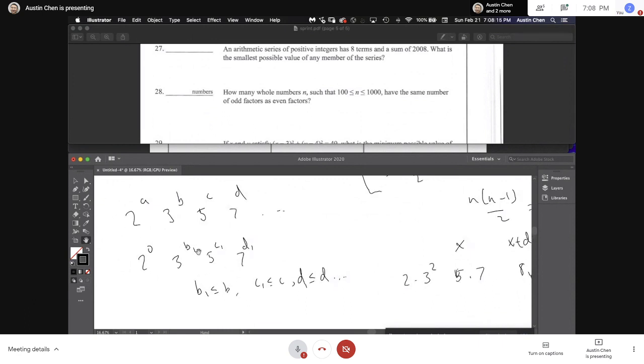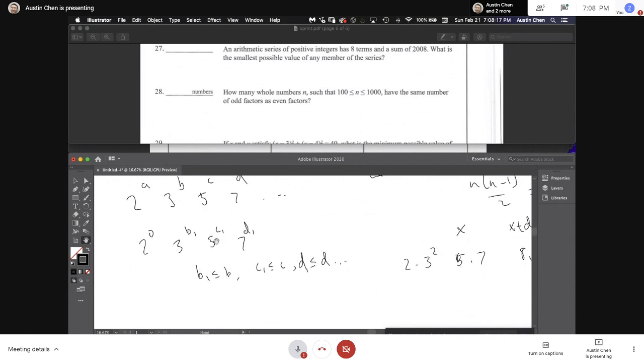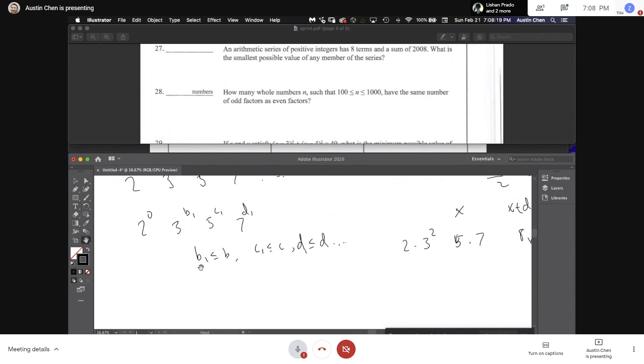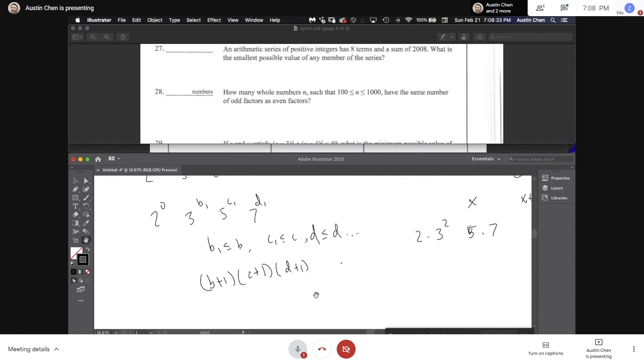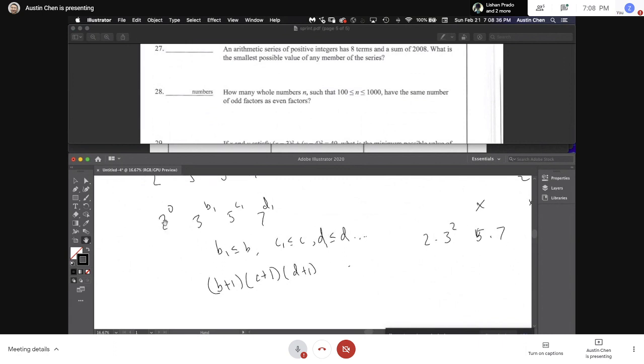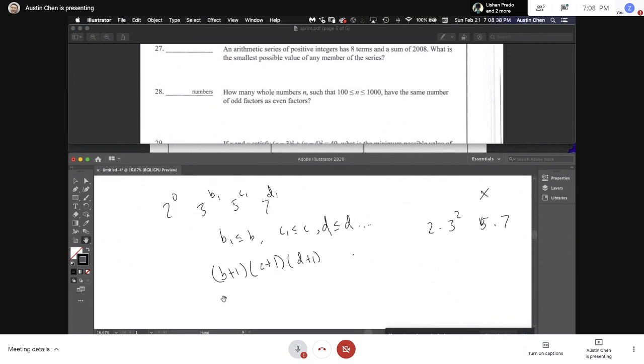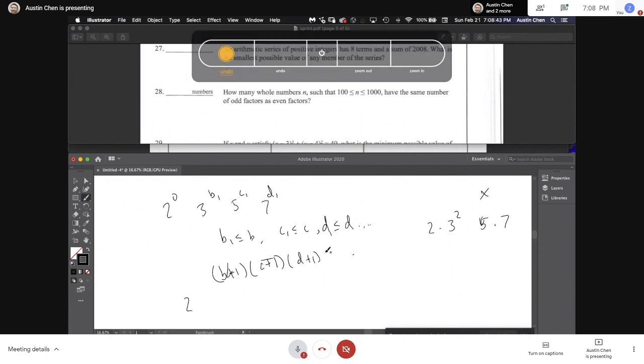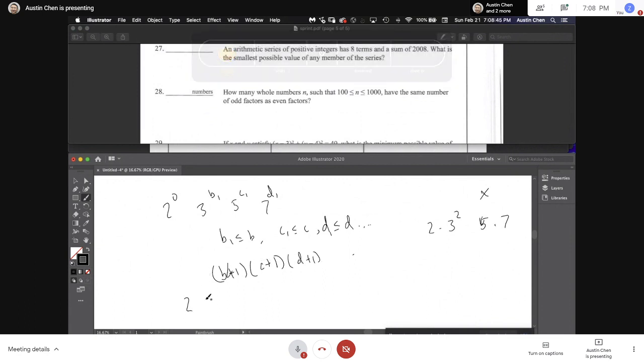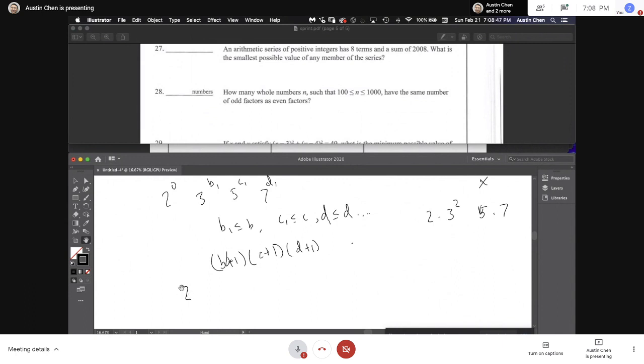And so the number of odd factors that we have then is going to be (b plus 1) times (c plus 1) times (d plus 1), and so on, right? Now for even factors, we want to include at least one factor of 2.